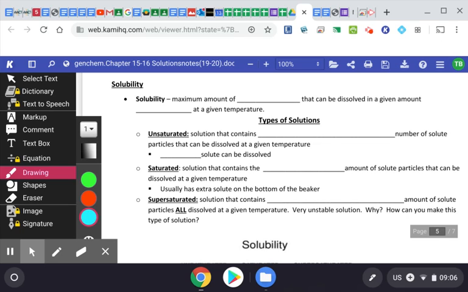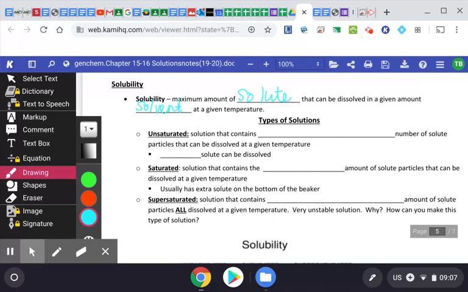Solubility is the maximum amount of solute that can be dissolved in a given amount of solvent at a given temperature. So there's only a certain amount of solute that a solution can hold. You'd see this if you were adding sugar to your iced tea. If you kept adding teaspoons of sugar to your iced tea, eventually the solution will only hold so much sugar, and all the extra sugar would go to the bottom of your cup. That is because there's a maximum amount of sugar that the iced tea can hold. So that's a measure of solubility.